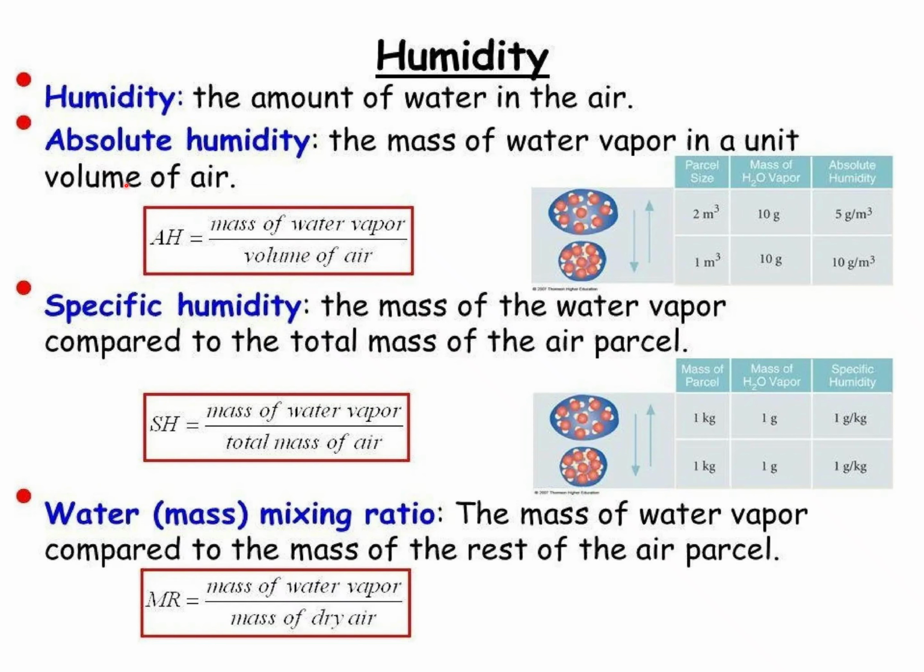However, sometimes these three terms are commonly used: absolute humidity, specific humidity, and humidity ratio. Absolute humidity is the mass of water vapor in a unit volume of air, that is, mass by volume, in gram per meter cube. Specific humidity is the mass of the water vapor compared to the total mass of the air parcel, that is, gram per gram or gram per kg. Then the water mixing ratio is the mass of the water vapor compared to the mass of the rest of the air parcel.